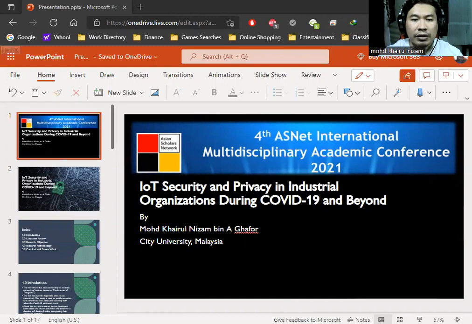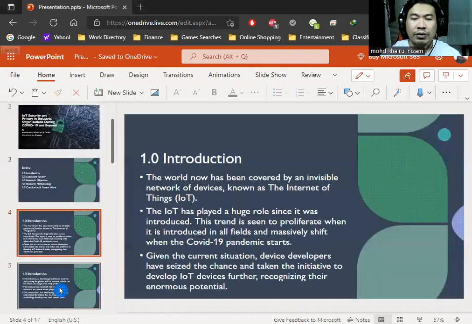My name is Mohd Nizam bin Igafor from City University of Malaysia. I'm going to present a paper on IoT security and privacy in industrial organizations during COVID-19 and beyond. First, we look at the introduction.